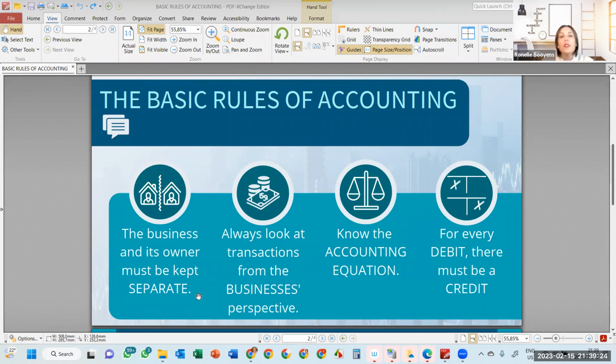But the only way to determine whether the business is making a profit or not is to keep the financial affairs of the owner separate from the business. And we will have a look at that. Next, very important thing is that you always need to look at transactions. Now, remember, you and I, or if you're sitting in a class, you are the bookkeeper of that specific business that you're busy with at that time.